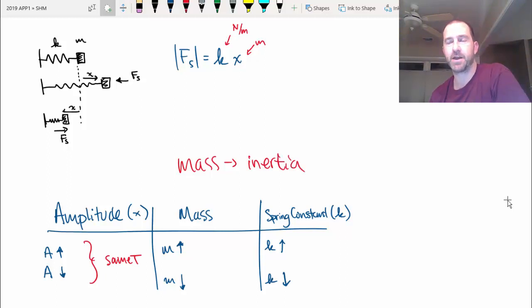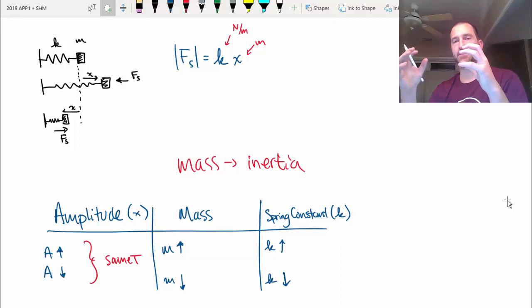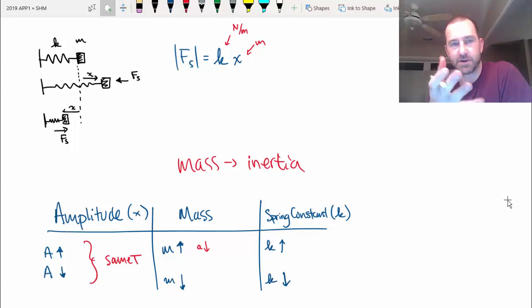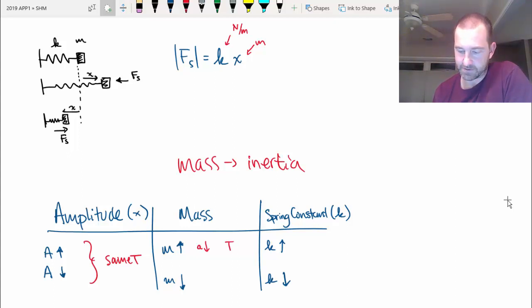Inertia. Come on, I can spell. Inertia is the resistance to change in motion. So if I put more mass on that spring, it's the same force, but that same force is trying to move more stuff. So more mass means my acceleration acting on the block mass is going to decrease. And if the acceleration decreases, then the period is going to increase. It's going to take longer for it to go back and forth.